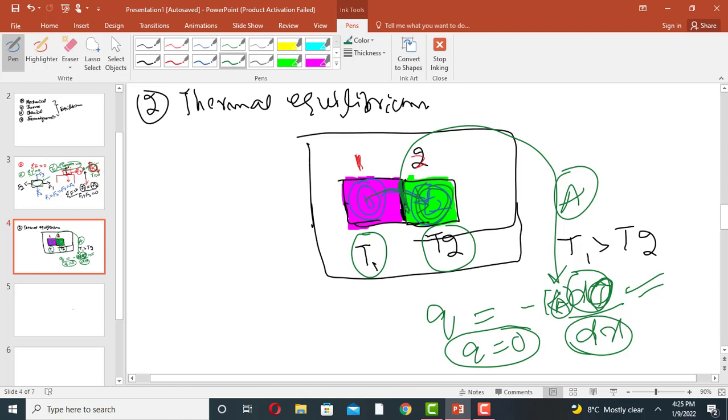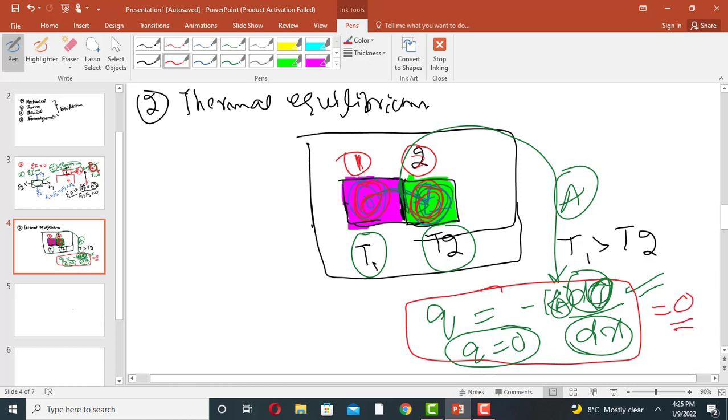As the two bodies are in contact with each other, the temperature of this body will decrease and the temperature of this body will increase with the passage of time. After a certain time, the temperature of this body will be equal to the temperature of this body, and the gradient for the heat transfer will become equal to 0. So when a time is reached when the temperature of this body becomes equal to the temperature of this body, we will say that the two bodies are in thermal equilibrium with each other. So this is the thermal equilibrium.